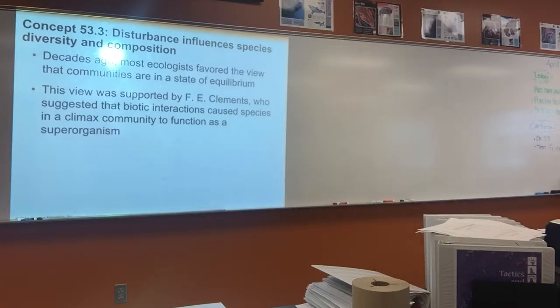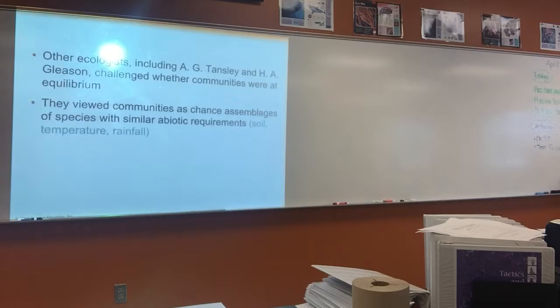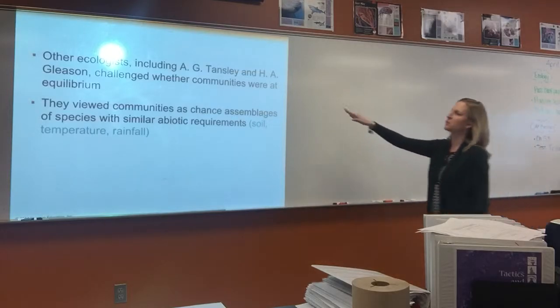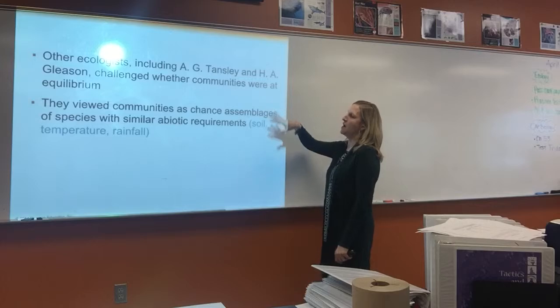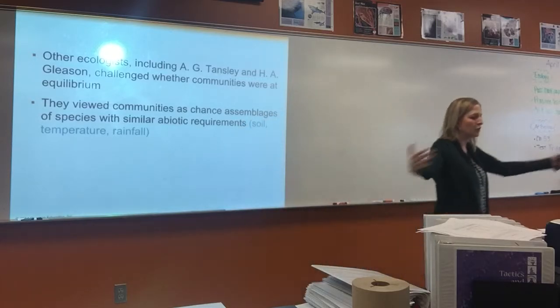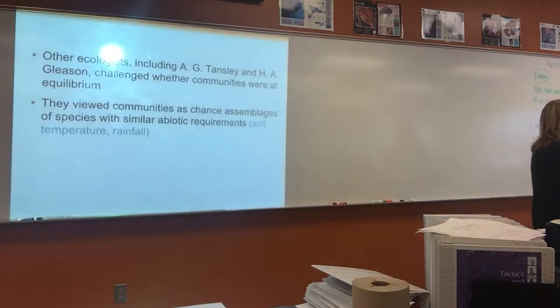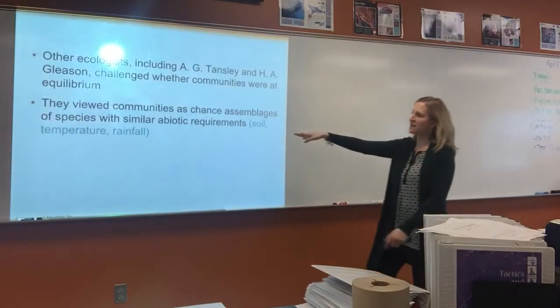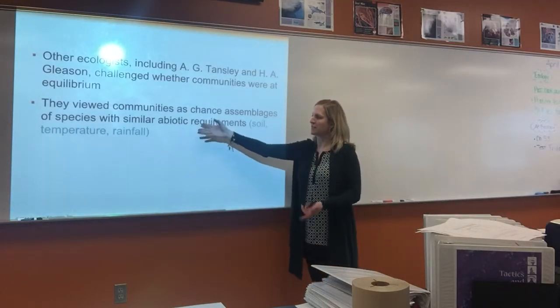We've learned that ecosystems really aren't in a state of equilibrium. They're actually always in flux, responding to disturbances. So some other ecologists said, no, we don't think that's right. They challenged whether communities were at equilibrium, proposing that communities are just chance assemblages of organisms that live together. Why do they live together? Because they are able to survive with the same requirements.